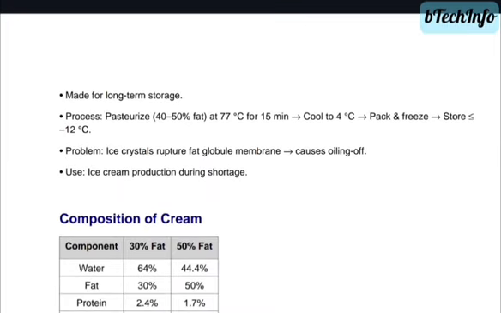Now we will move ahead to the frozen cream. It is made for long-term storage. In the process, we pasteurize it, at about 40 to 50% fat, at 77 degrees Celsius for 15 minutes and immediately cool to 4 degrees Celsius, pack and freeze, and store up to minus 12 degrees Celsius.